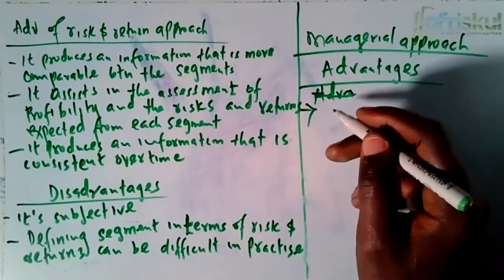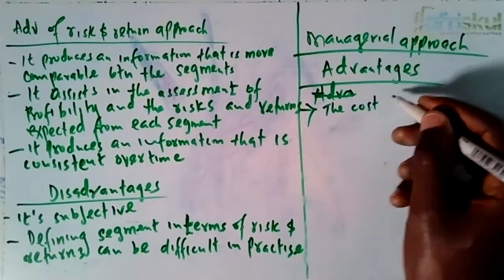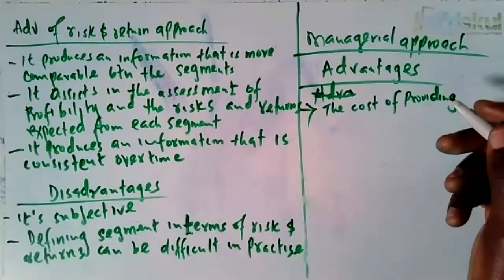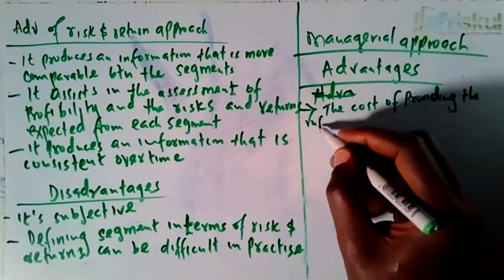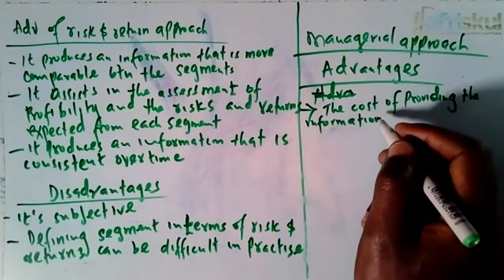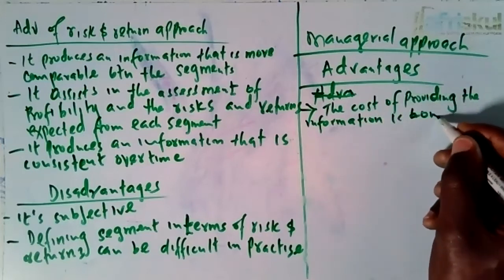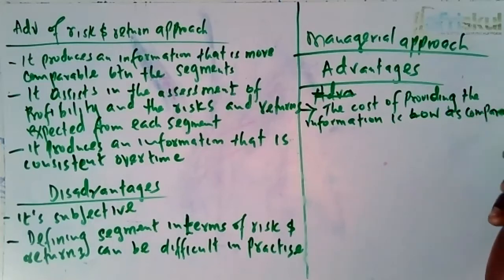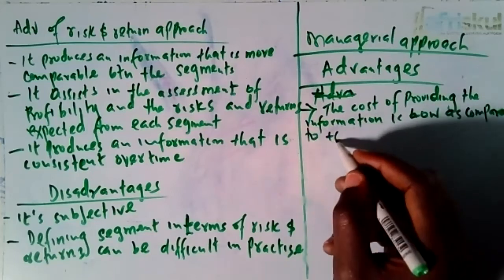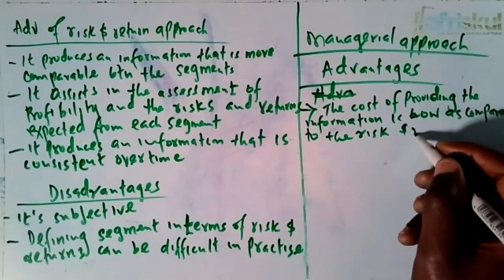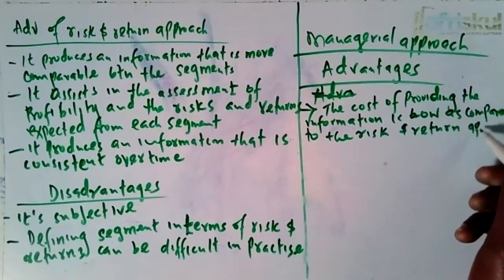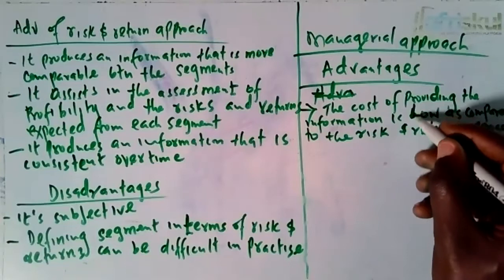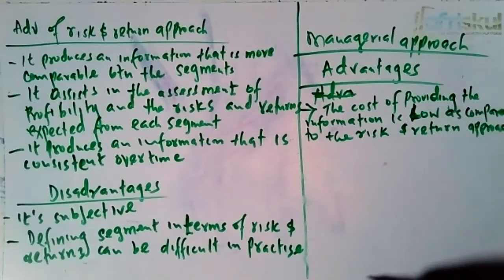So the advantages. Number one, the cost. The cost of providing the information is low as compared to the risk and return approach.